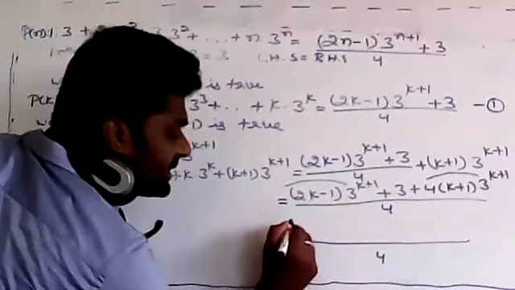Okay. Got it? 3 to the power of k plus 2 into 2k plus 1 plus 3 by 4. That is P of k plus 1. So therefore P of k plus 1 is true. In the same way, we move on to the next problem.